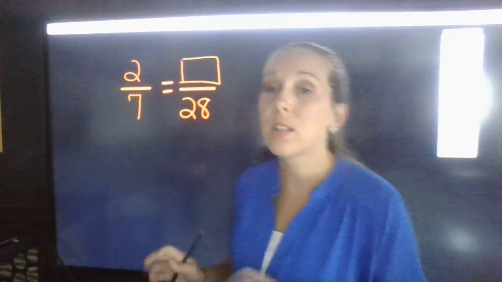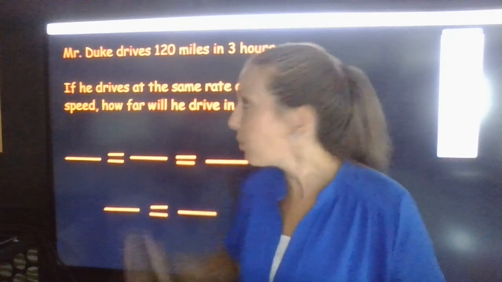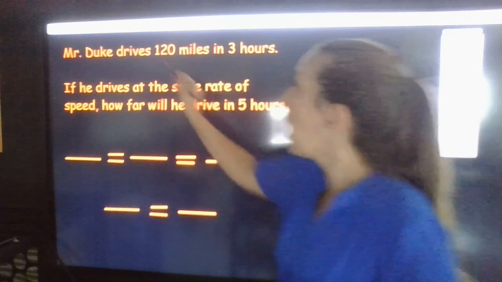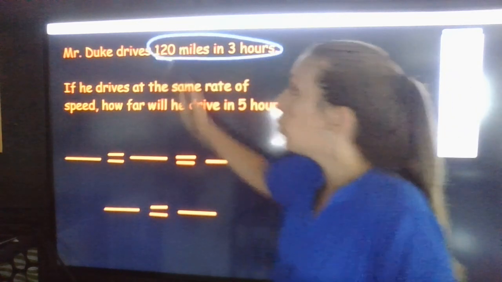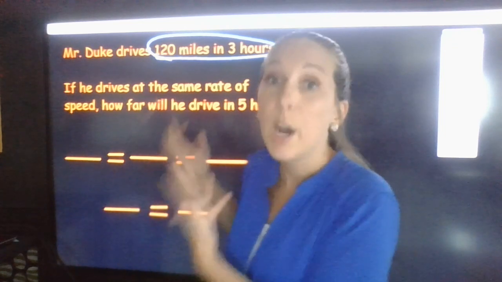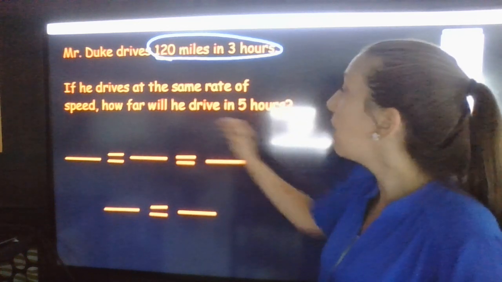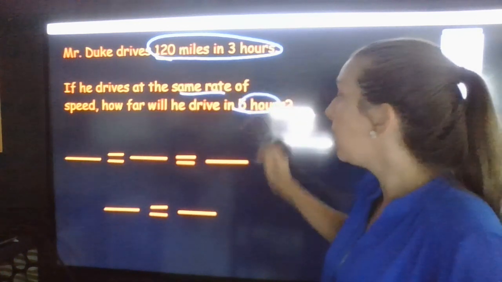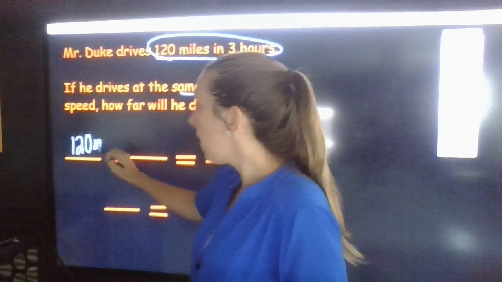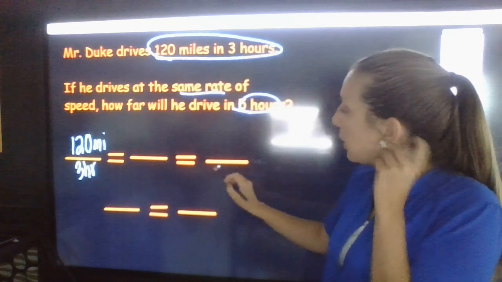But not always are our numbers going to be as pretty as what we just looked at. Now, in this problem, we have Mr. Duke that drives 120 miles in 3 hours. This bit of information is what we know from this problem. We know it because it told us specifically 120 miles in 3 hours. We want to know how far he can go in 5 hours if he drives the same rate of speed. So let's put what we know here first, 120 miles, 3 hours. And then down here, we're going to put 5 hours.